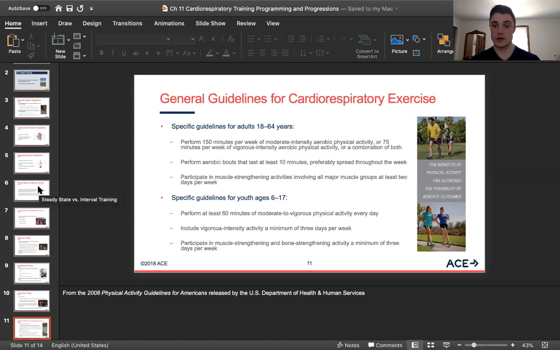And then going to the younger age group, 6 to 17, this is also going to be something that's important to know for the exam. Perform at least 60 minutes of moderate to vigorous physical activity every day. And you're going to want to do the vigorous activity a minimum of 3 times a week. And also we want to do those muscle strengthening and bone strengthening activities, which are basically what kids normally do, you know, running, jumping, hanging on stuff, just to make sure that their bones grow and that they become strong over the course of time.